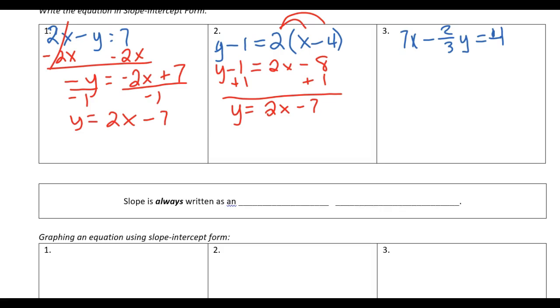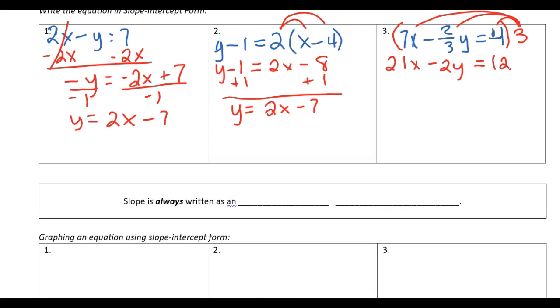Now, in order to get rid of this fraction of 2/3, I'm going to multiply my entire equation by that denominator, which is the LCD of 3. Just make sure when you multiply this, you multiply every term in the equation. So now I have 21x minus 2y, because the 3's will cancel, equals 12. Now it looks very similar to our problem from number 1.